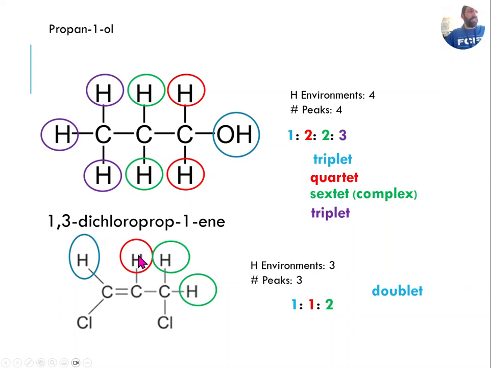If I look at the red environment, it's in the middle of 2. So there's 2 adjacent carbons for a grand total of 1, 2, 3 hydrogens. So that peak will be a quartet. And finally, for the green environment, there's only 1 hydrogen on the neighboring atom. So that will be a doublet.